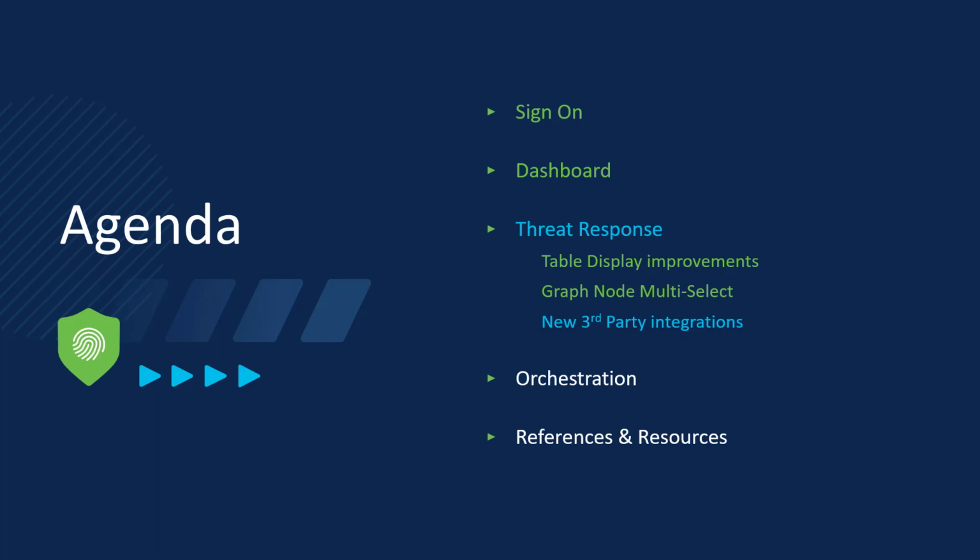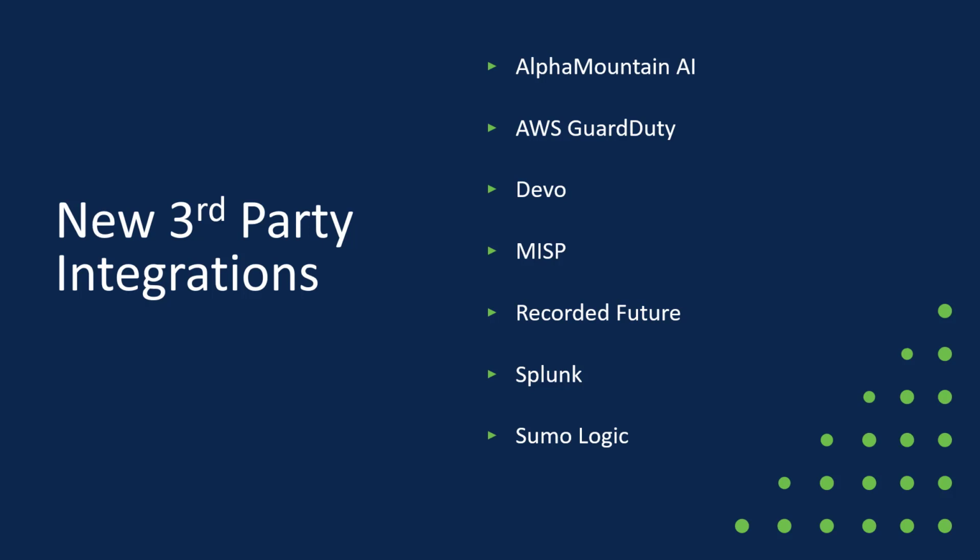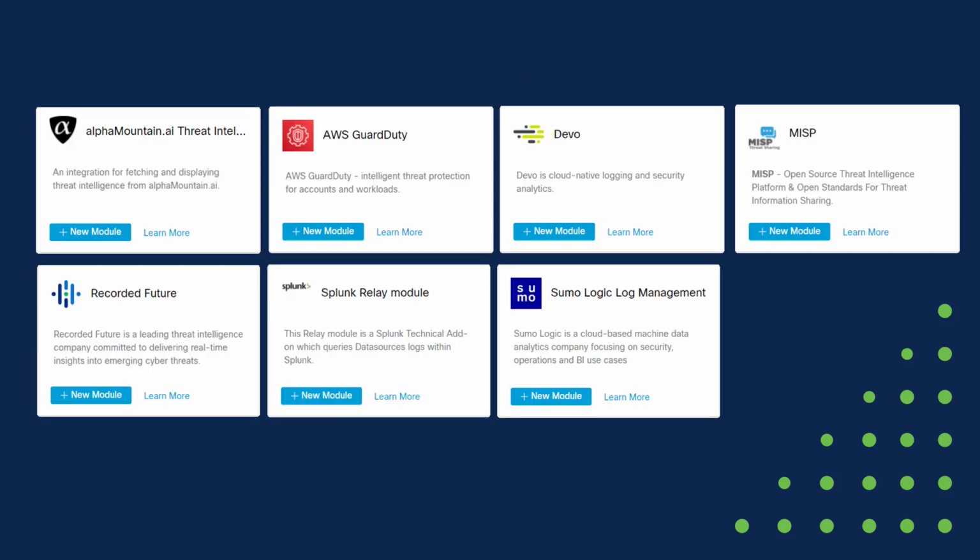And the last thing we're going to talk about in threat response are some more third-party integrations. We have released 7 new third-party integrations in these releases, and you can see them listed on the screen. If you've got any of these technologies, then you can now tie them into your SecureX installation and use them to view either collected threat intelligence from your many different sources or sightings in your environment, whether that's on-premises or cloud. And if you've got Alpha Mountain AI, AWS GuardDuty, Devo, MISP, Recorded Future, Splunk, or Sumo Logic, you should grab these integrations. They are Cisco hosted, so all you have to do is add the module and then tie those technologies that you're already using into the rest of your Cisco and third-party SecureX stack.